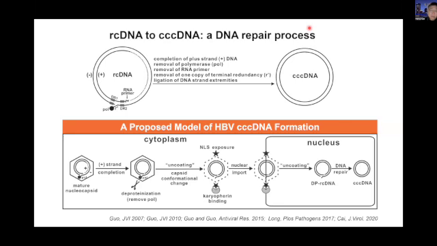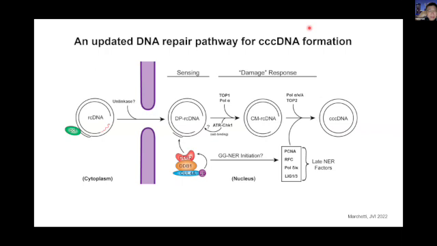It starts from the replicating rcDNA in the cytoplasm. Maybe there is a deproteination step which removes the polymerase from the rcDNA, and it prepares the rcDNA in the capsid for nuclear transportation. Then in the nucleus, the rcDNA is repaired into cccDNA by the host DNA repair machinery. In years of studies from my lab and others, we have identified a handful of host DNA repair enzymes or factors involved in cccDNA formation.